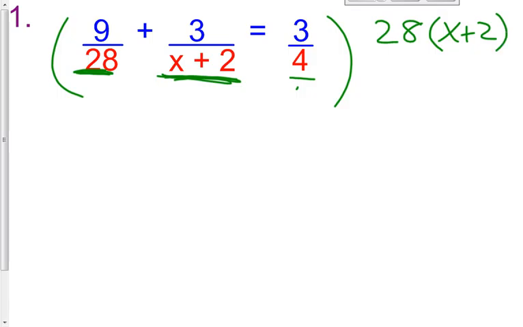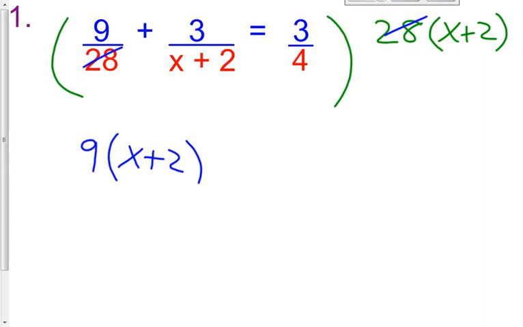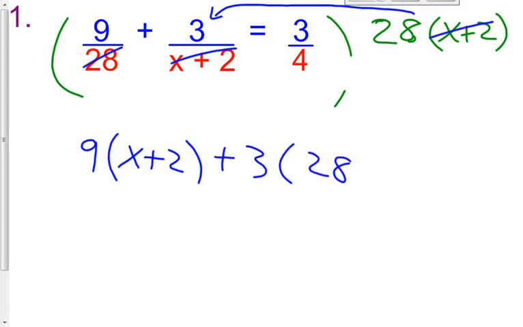Once you multiply each individual term by 28 times x plus 2, the denominator disappears. So that's going to be our next step. So 9/28 times 28 times the quantity x plus 2. This 28 and 28 cancel. So now it's just 9 times the quantity x plus 2. On our next term, we're now taking 28 times the quantity x plus 2 and multiplying it by 3 over x plus 2. The x plus 2's cancel, so we just get 3 times 28.